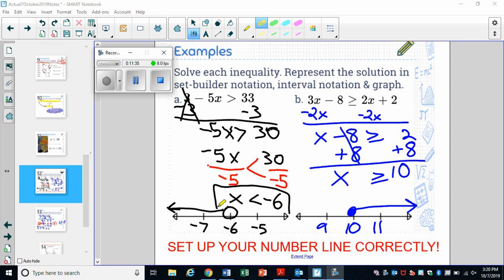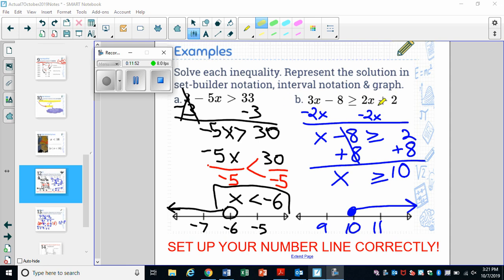Set up our number line. Notice how you have an open circle, arrow going to the left. Set up your number line appropriately. -6 is in the middle, and you have -5 on the right, and -7 on the left.